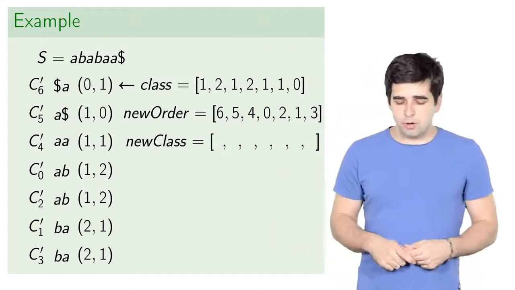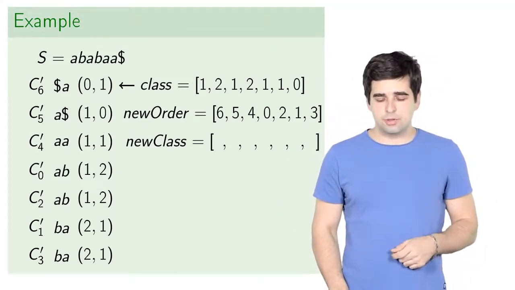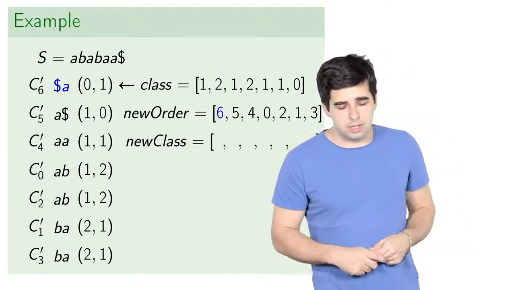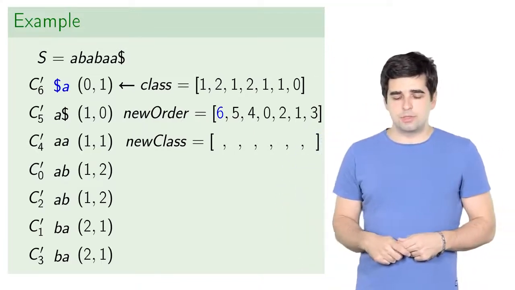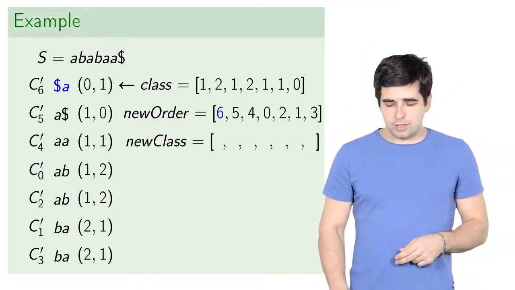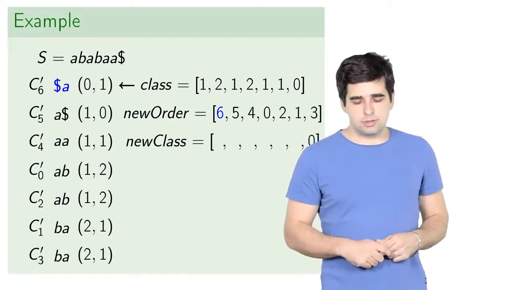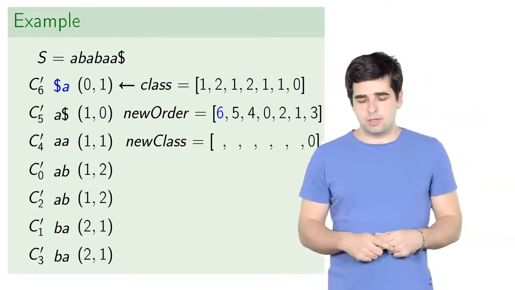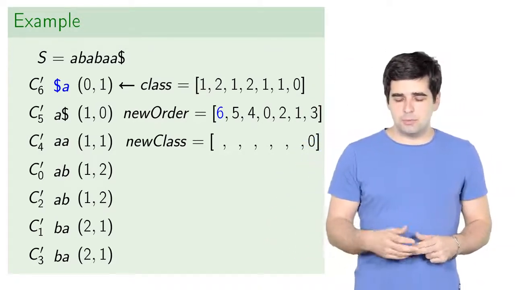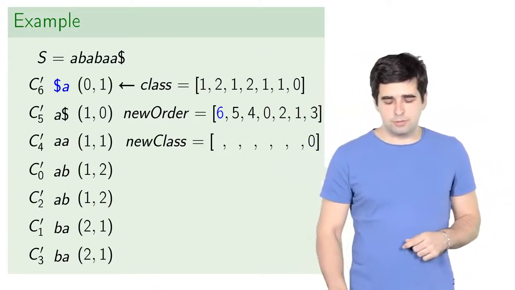To do that, we go through the doubled cyclic shifts in the sorted order using array new order, and we start from the first one, which is $A, and we write down value 0 for its class in position 6, because it is in position 6 as we see from the array new order.